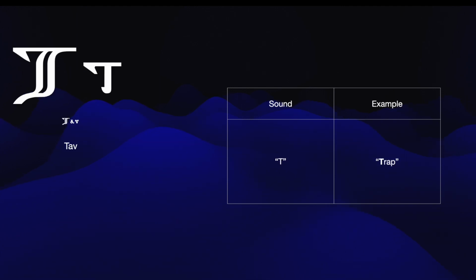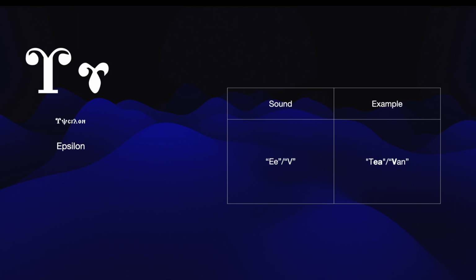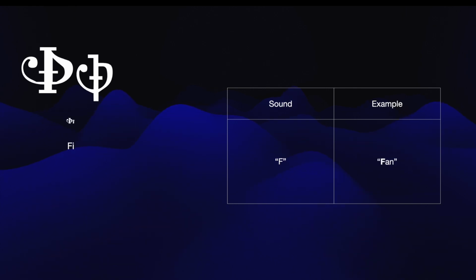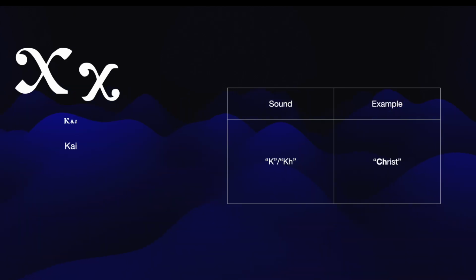This one's Tov, always makes a T sound. This one's Epsilon, and it can either make an E sound or a V sound, like the EA in tea or the V in van. This is Phi, and this one makes an F sound.